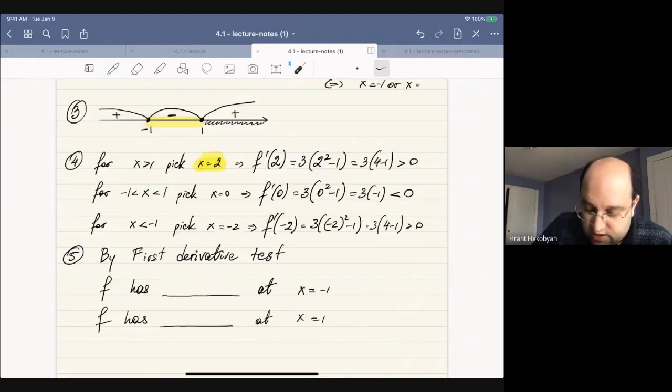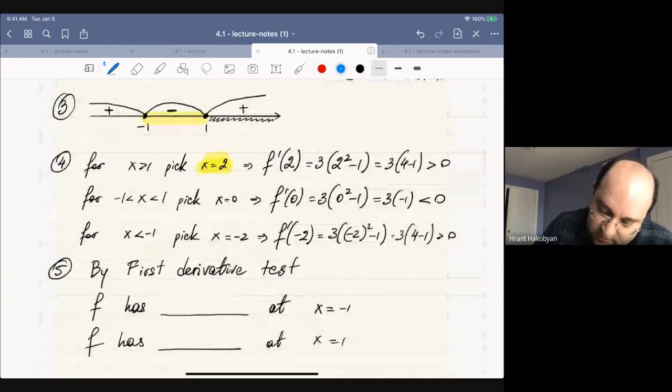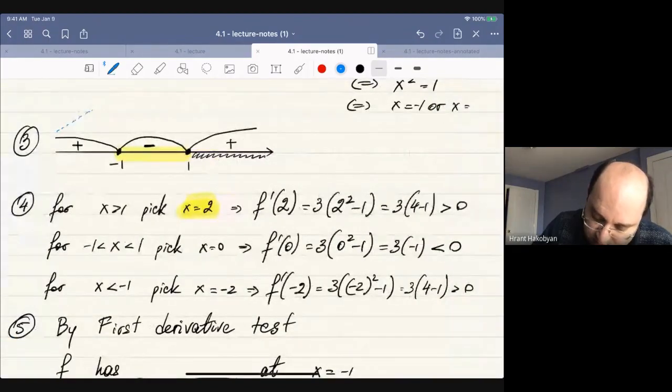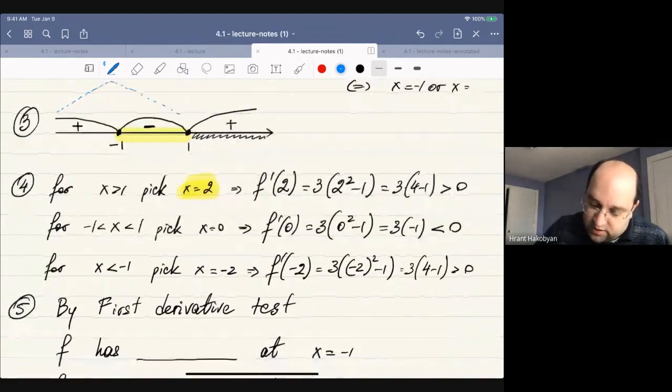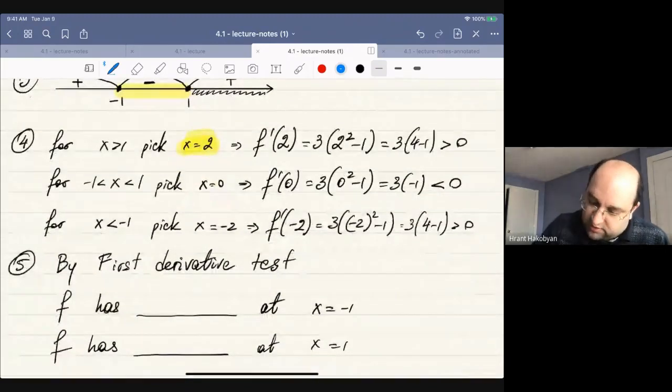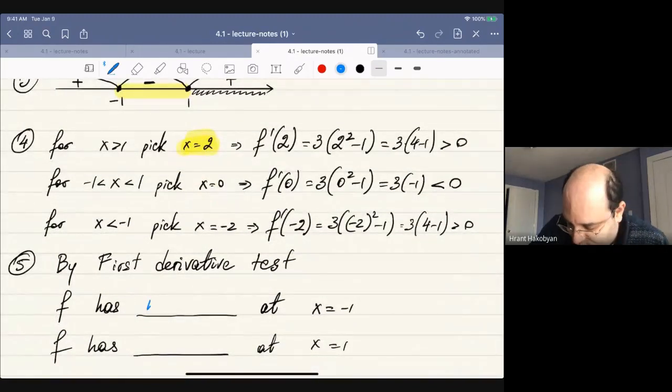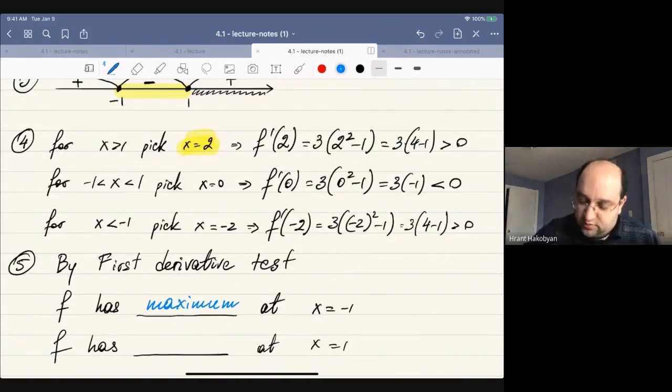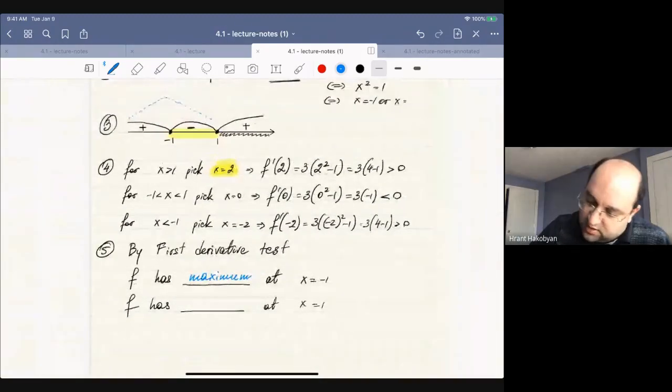Here, the function has a derivative that's positive here and negative here, so that means the function is increasing before -1 and decreasing after -1. So it kind of looks like this. It's increasing and then it's decreasing, right? So that means at -1 I have a maximum. So here I can write a maximum, because it's increasing then decreasing.